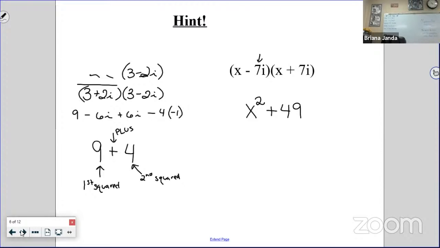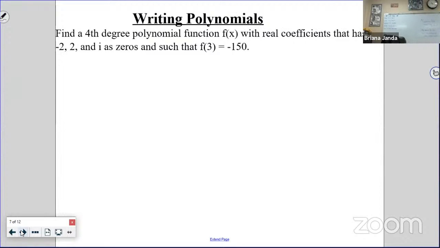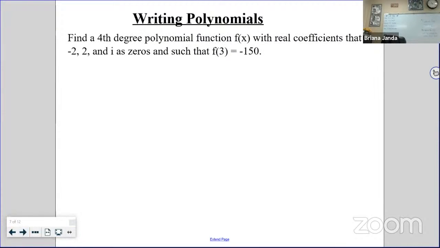Okay, using that to help us with this next problem. Notice our question has changed a little bit. It says now, find a 4th degree polynomial function f of x with real coefficients that has -2, 2, and i as zeros. And then it gives us a little bit of extra information, which we're going to come back to later, that says f of 3 equals -150. So there's a couple things I want to point out in this.